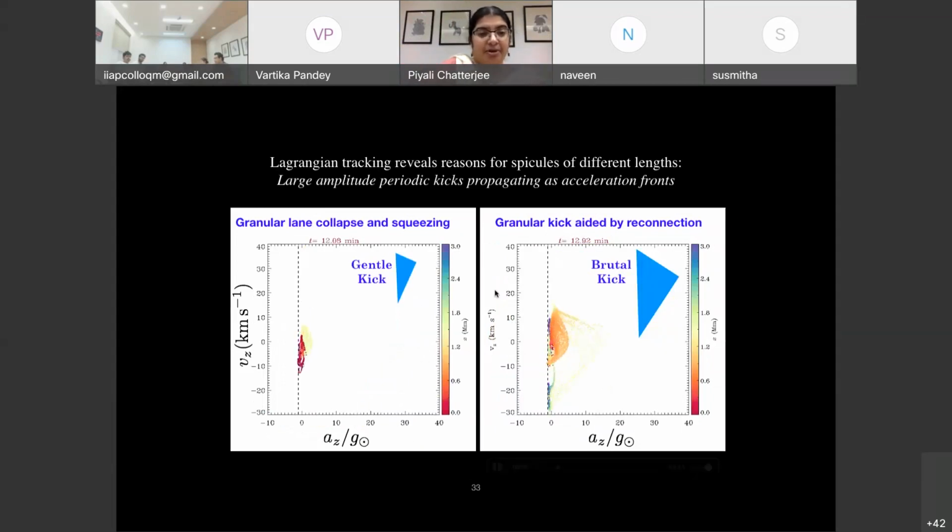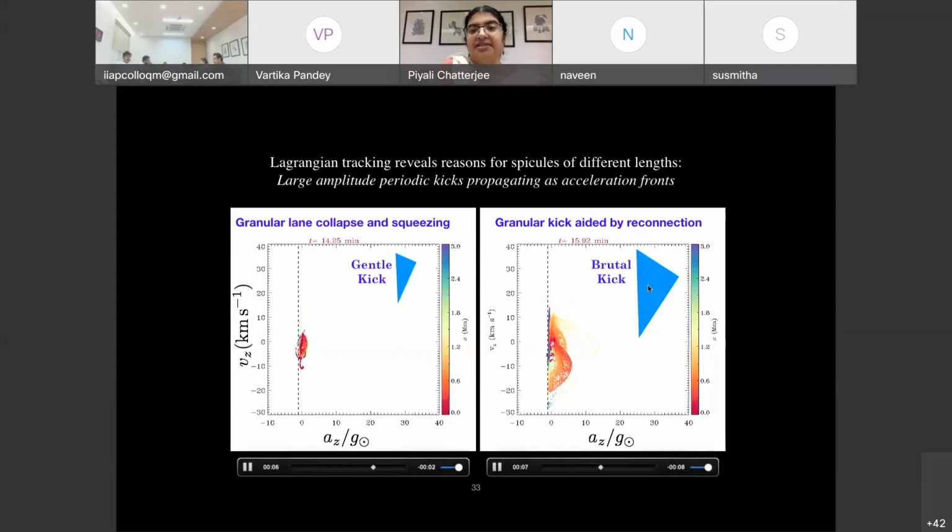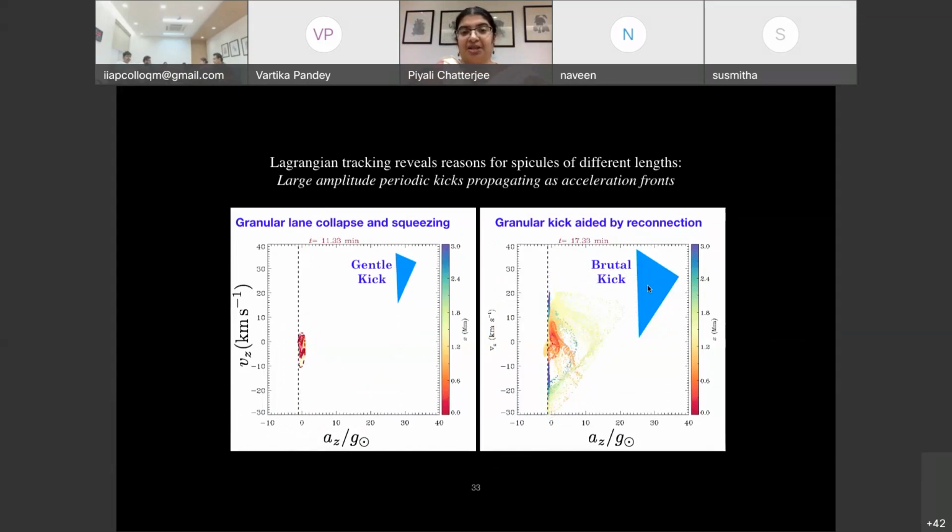So basically here again, it's a movie of the phase plot of the velocity versus acceleration of those Lagrangian particles. So it's a phase space plot. And this is the case where you have this garden hose mechanism, the granular lane collapse, where the kick is actually gentle, so the spicules are shorter. Whereas on the right-hand side, the spicule is being kicked by the granulation, and the kick is rather brutal. So basically, it forms this sawtooth kind of structure in phase space. So that basically means that the spicules would be longer. So large amplitude periodic peaks are propagating as acceleration fronts.